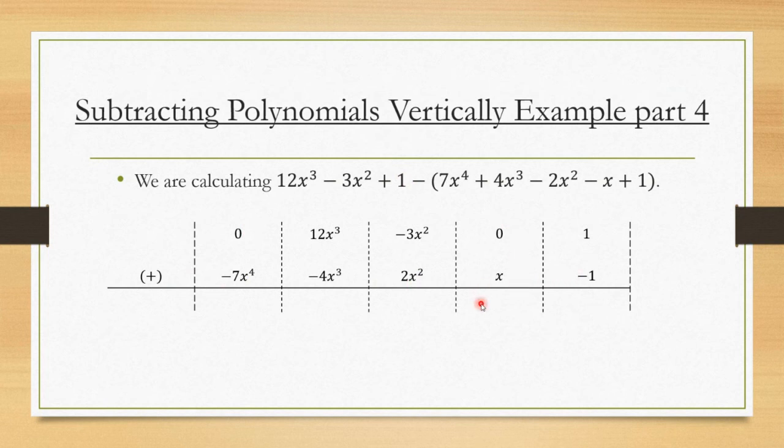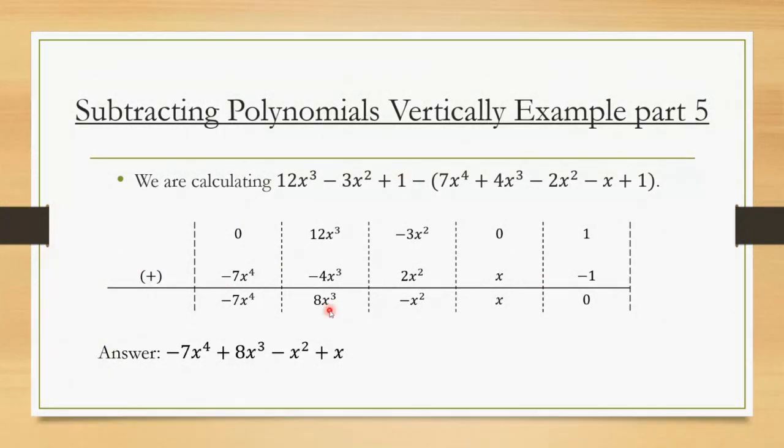Once we do that, now we can combine, and that's what we do. We have minus 7x to the 4, right? It changed into addition. 12x cubed minus 4x cubed, right? That's 8x cubed, as you can see. Minus 3x squared plus 2x squared, that's minus x squared. 0 plus x is x. 1 minus 1 is 0. And we get this answer.